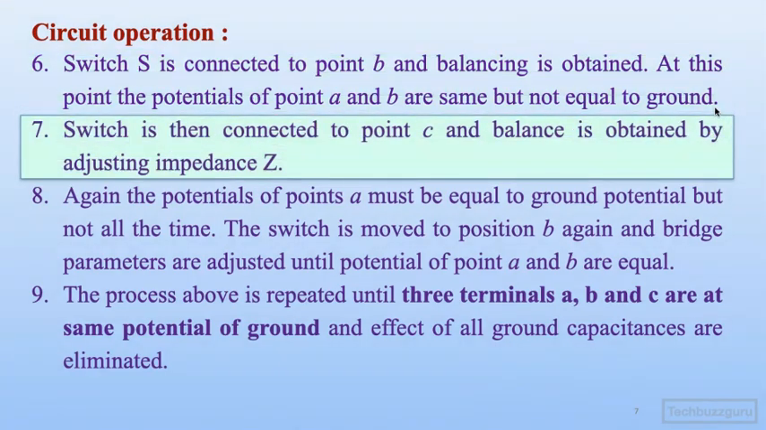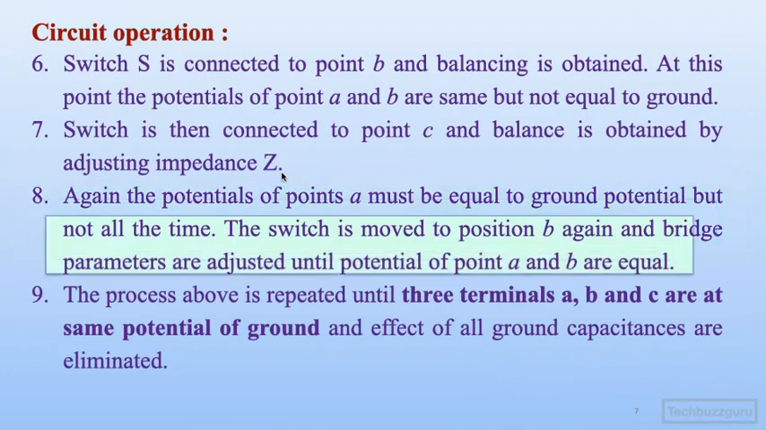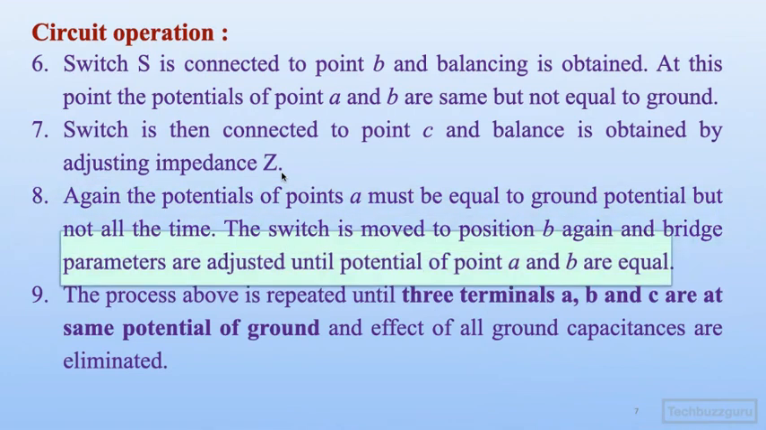The switch is then connected to point C. The switch position is shifted to the right side, okay. Then the impedance Z is adjusted. The additional two new arms of the bridge will now achieve the balance. So what is the effect of this? The effect of this is that the potential of point A is made equal, okay, but not equal to the ground potential. The switch is again moved back to position B, adjusted until the potentials of A and B are equal.